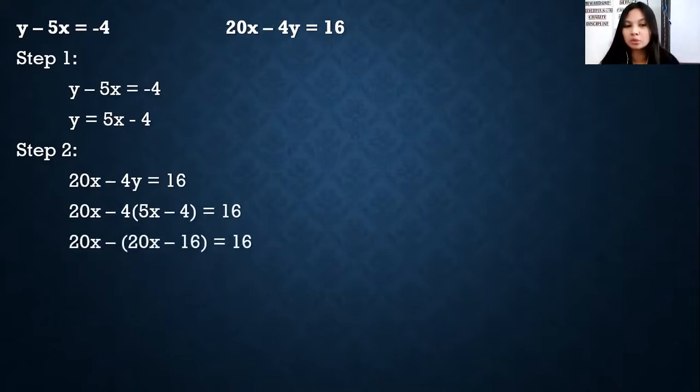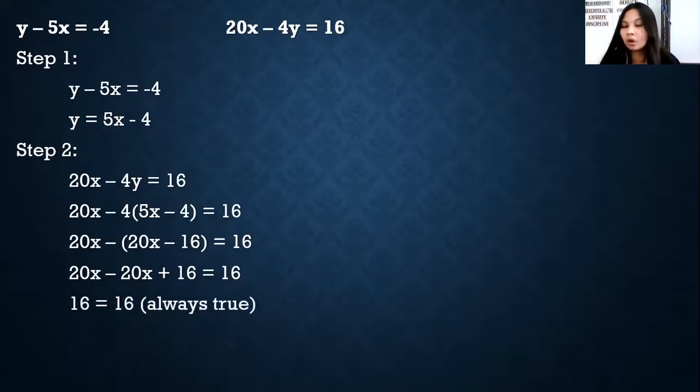4 times 5 is 20x. 4 times 4 is 16 po. So, hindi ko pa dinistribute yung sign. Ayan. Kaya magbabago. Diyan pa lang siya magbabago. Magiging negative 20x na and then positive 16. So, kung napansin nyo, 20x minus 20x is 0. Cancel out ulit sila. Okay?